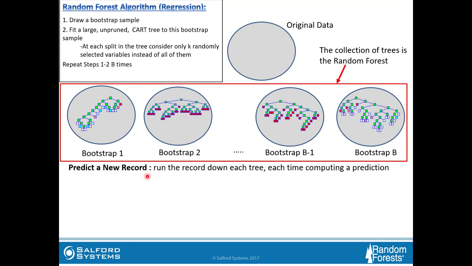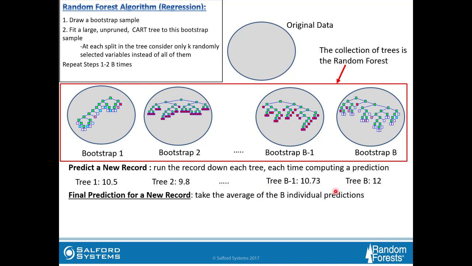Now, to predict a new record, you run the record down each tree, each time computing a prediction. Maybe you take a record, run it down the first tree, and you get 10.5. Maybe you take the record again, run it down the second tree, and you get 9.8, and you keep doing that. Then you just take the average of these B individual predictions. So the third step here is to average the predictions to predict a new record, and this is your final prediction. Of course, you can repeat this process for all records in a test data set, but we'll talk about that a little later.